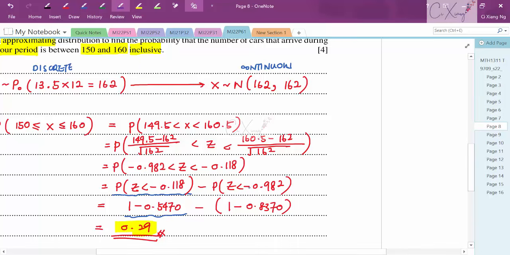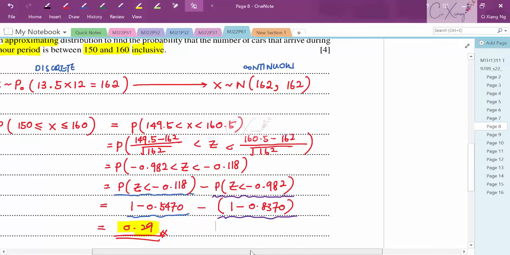Okay, so this part basically is for this whole thing. Okay, so let's proceed to part C.